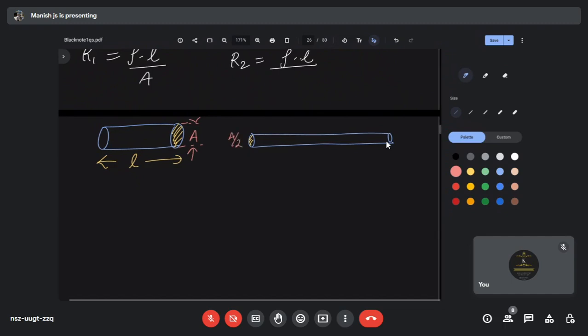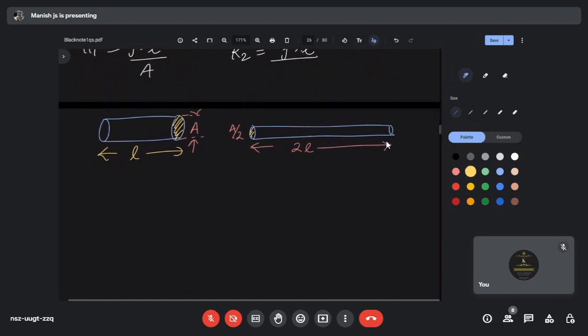So area becomes halved, but length becomes twice what it was before. So that is the meaning. That is the analogy. So when we increase the length, you need to understand that the area of cross section gets reduced, proportionately as length gets increased. So this is what we try to understand.